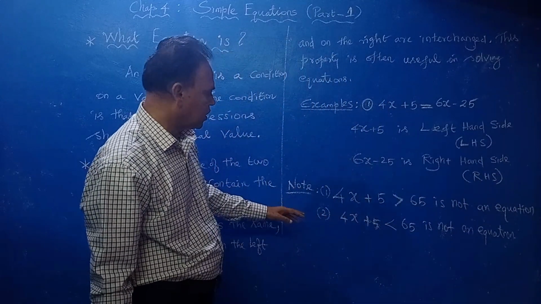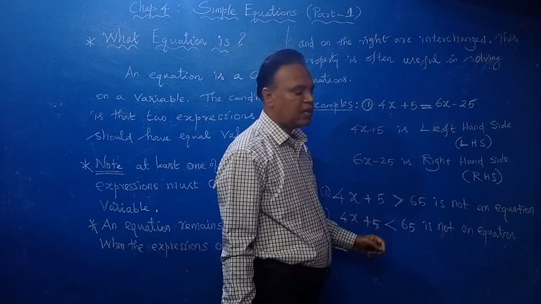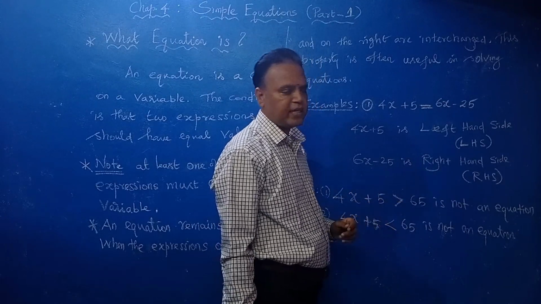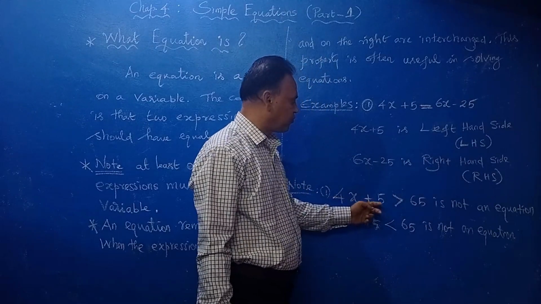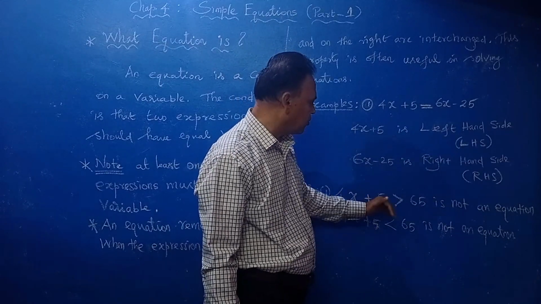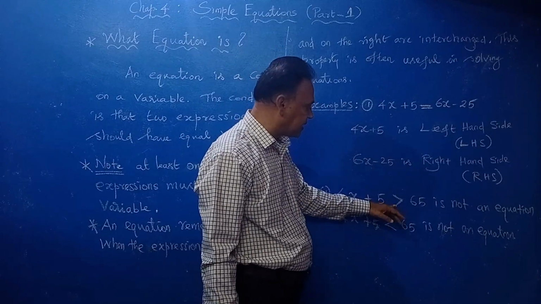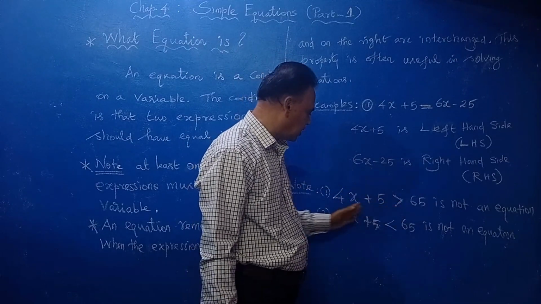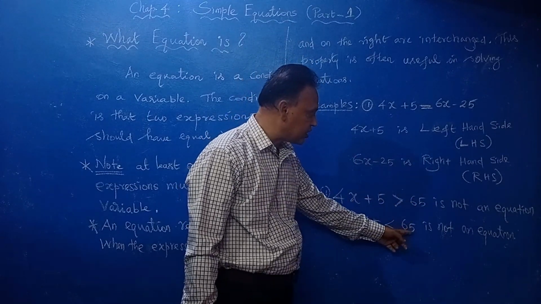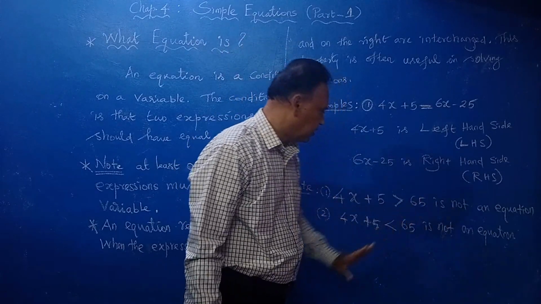Okay, this is a very important note. Other than the equal symbol, we have greater than and less than. That is called the inequality symbol. Suppose we have 4x plus 5 greater than 65, it is not an equation. An equation needs the equal to symbol only. But here the greater than symbol means it is not an equation. That is called an inequality. 4x plus 5 less than 65 is also not an equation.